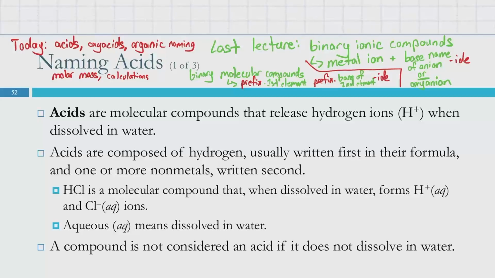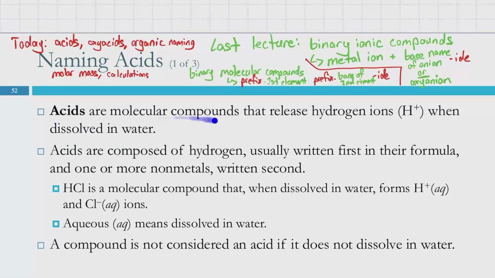Today what we'll be covering is acids, oxyacids, organic naming, some molar mass stuff, and some calculations relating to molar mass and counting the number of molecules or units of a compound. So first, we'll start off with naming acids.